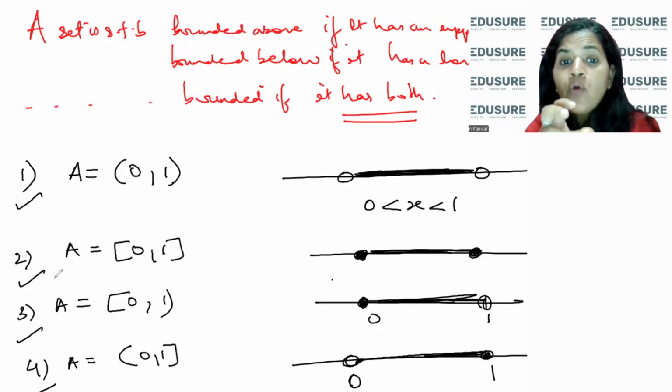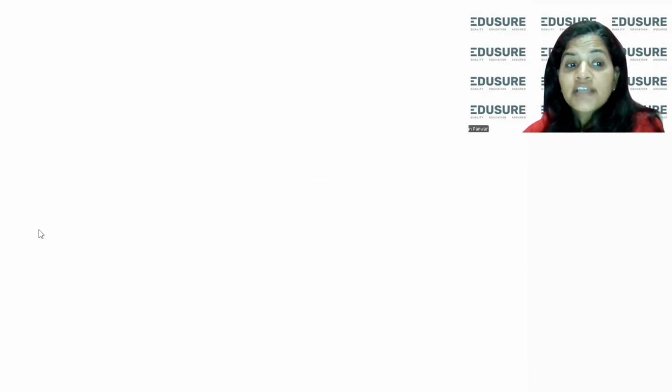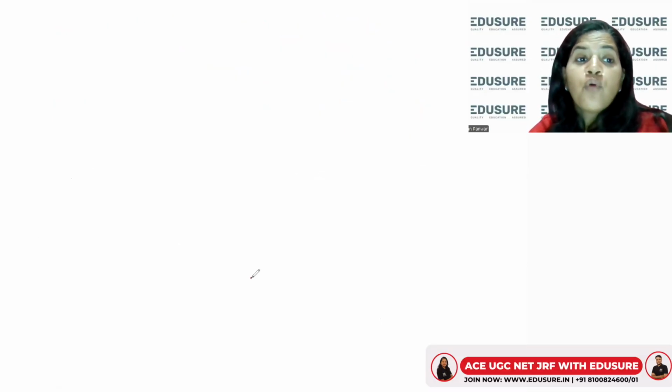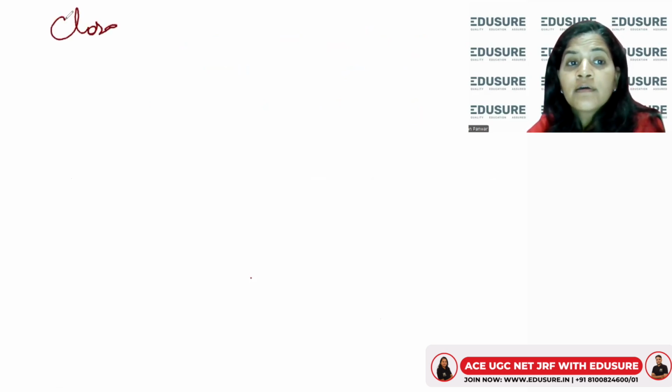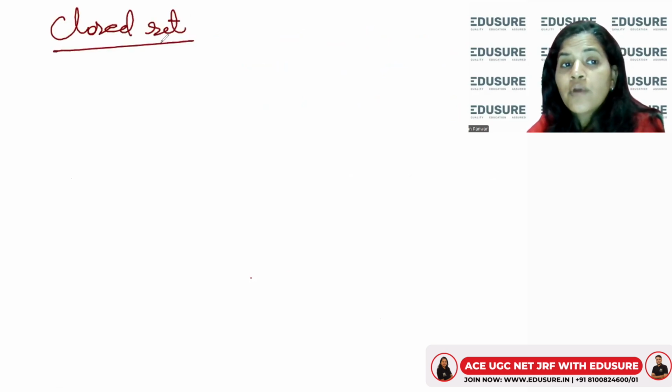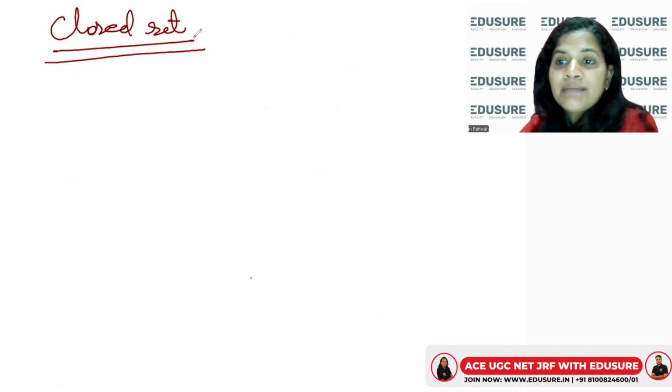Okay. Now, after you understand the definition of a bounded set, the next important thing that should come up to us is, what is a closed set? Okay. So what is a closed set? Okay. So in mathematics, in very simple language, closed set means bounds are attained.